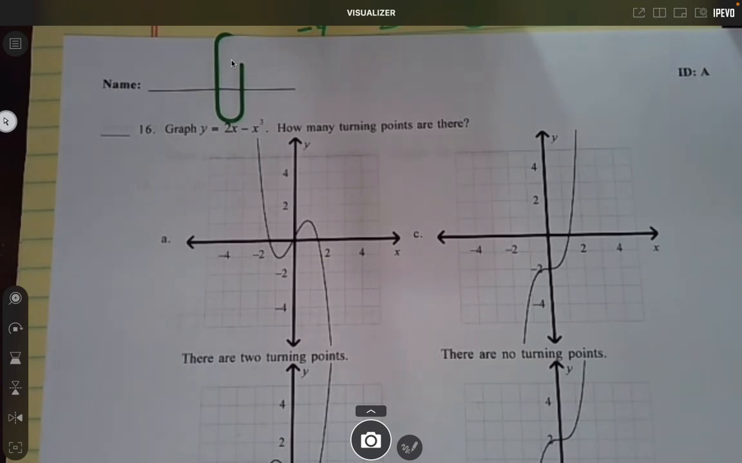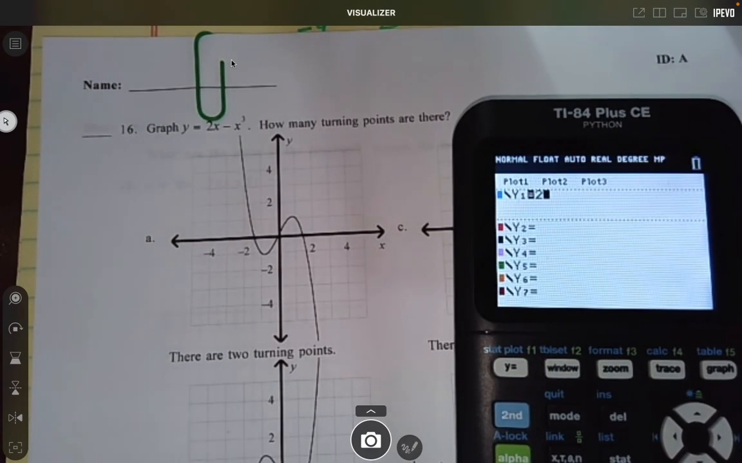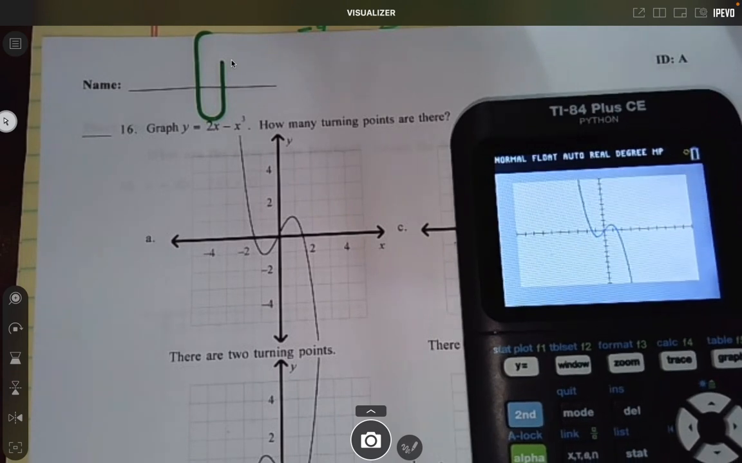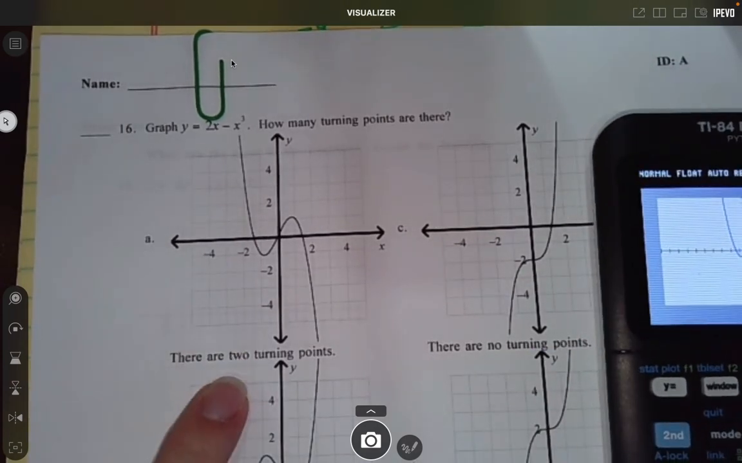So I would type in 2x minus x to the third, and then I graph it, and I just look for the match, and it looks like which one? A? Does it look like A to y'all? Oh, and this is not the second review. I think this is the first. I don't know. I've got so many reviews.